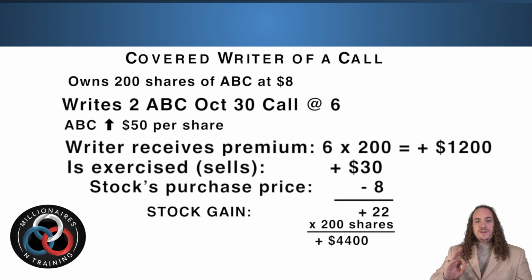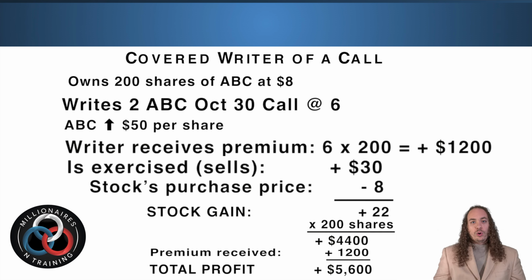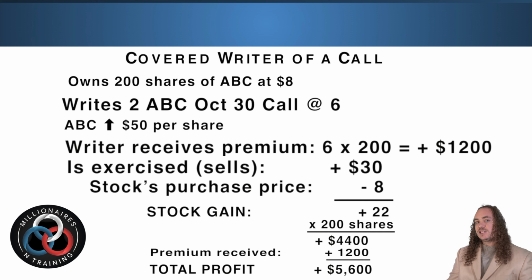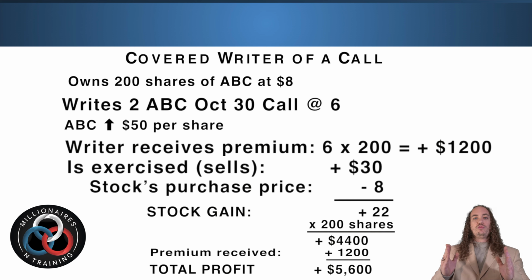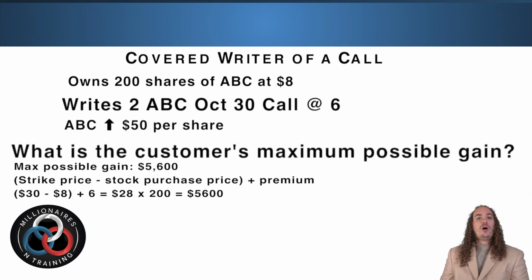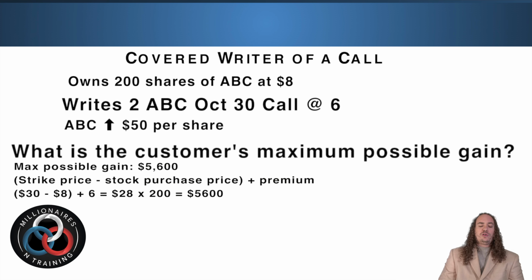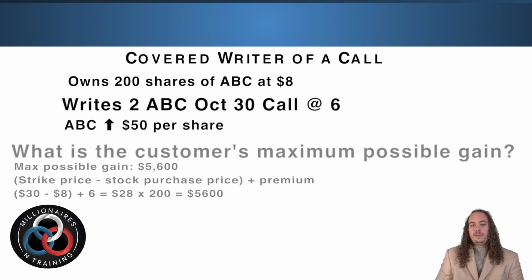But remember, this customer has already received $1,200 in premiums when they wrote the options contract. Therefore, the customer's total gain is $5,600. What would be this customer's maximum potential gain? It is $5,600. Why? Because no matter how high the price of the stock goes, when exercised, this customer has written a call obligating them to sell the stock at the strike price of $30. There is no other choice if the option is exercised, if they're obligated to sell it.